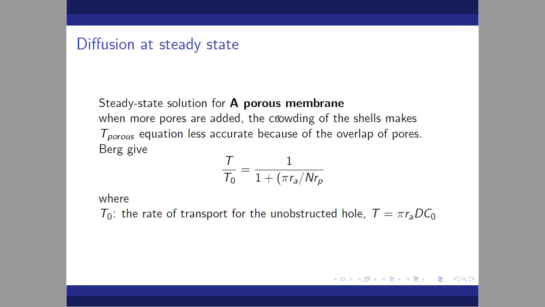Okay, so for a porous membrane, when more pores are added, the crowding of the pores makes the T porous equation less accurate because of the overlap of the pores, but gives T over T naught equals 1 over 1 plus pi RA N RP, where T naught is the rate of transport for the unobstructed hole, T equal to N pi RA D C naught.